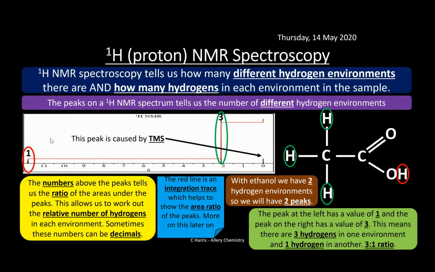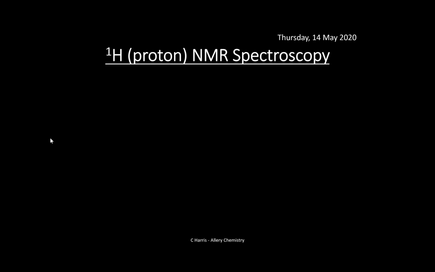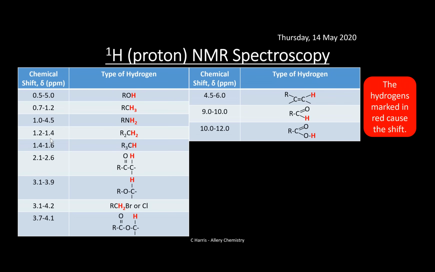Okay, so like I say, that red line is the integration trace, and it shows the area ratio of the peaks, as I've mentioned before. Okay, so just like carbon-13 spectrum, you also have proton NMR data as well. So it's separate data. Don't get them mixed up. Carbon-13 data will have larger numbers on them. Your proton NMR data has smaller numbers, so that's the main difference.